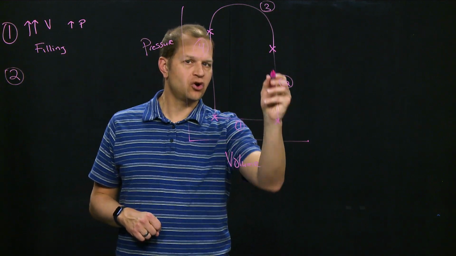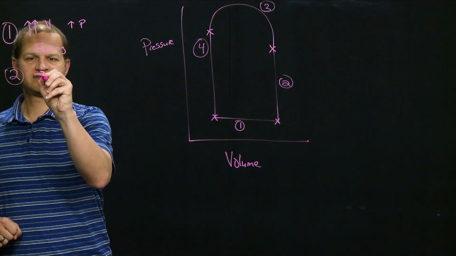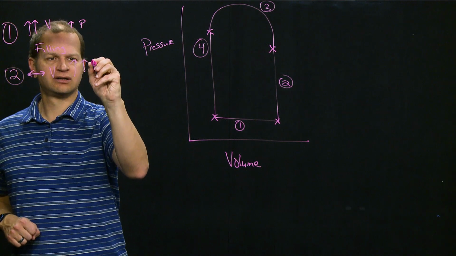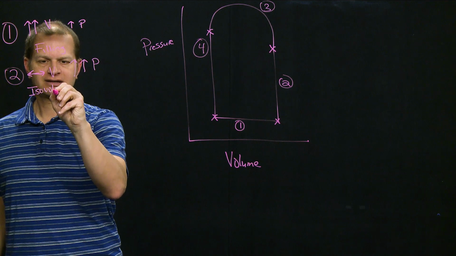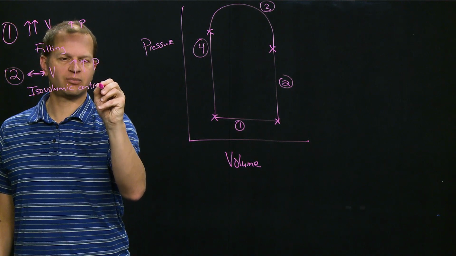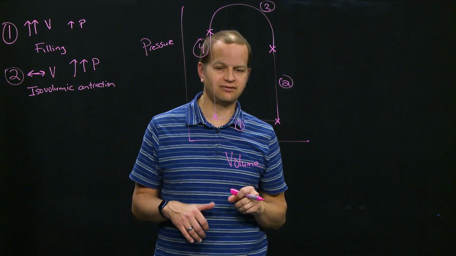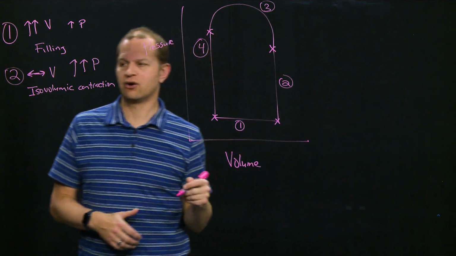So notice there's no change in volume, but we have a massive change in pressure. Okay, so volume stays constant, but we have a big change in pressure. And so that lets us know we're in the isovolumic contraction phase. Okay, this is where the ventricle is building up pressure so that we can open the aortic valve so that we can get blood out of the ventricle into the aorta.